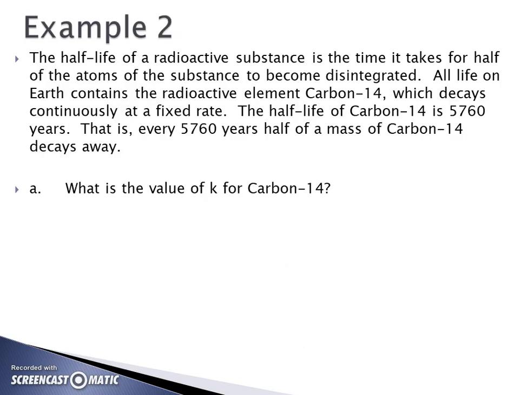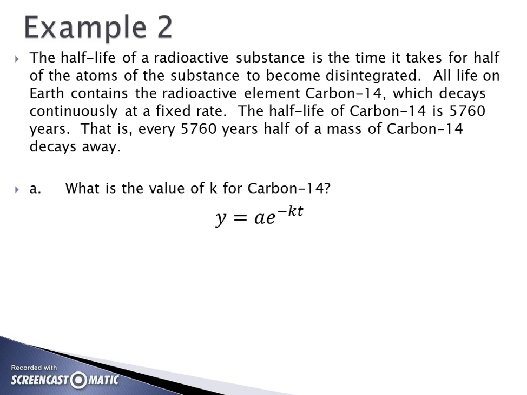Our next one, the half-life of a radioactive substance is the time it takes for half of the atoms of the substance to become disintegrated. All life on Earth contains the radioactive element carbon-14, which decays continuously at a fixed rate. The half-life of carbon-14 is 5,760 years. That is, every 5,760 years, half of a mass of carbon-14 decays away. So what is the value of k for carbon-14?